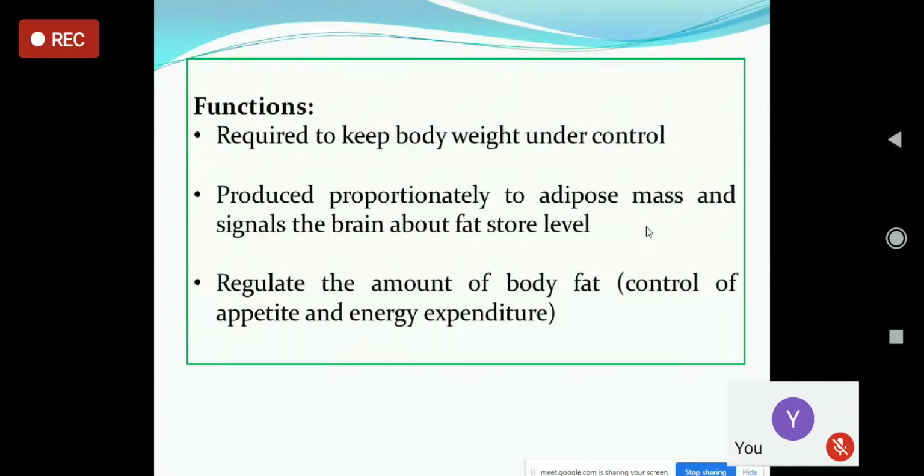The function of leptin is that it is required to keep the body weight under control. It is produced proportionately to adipose mass and signals the brain about fat store level, and it helps to regulate the amount of body fat, that is, to control the appetite and energy expenditure.